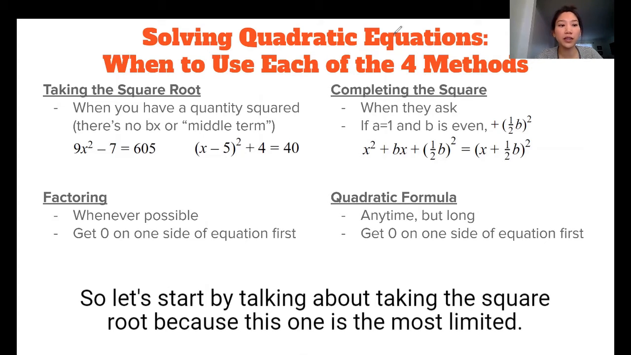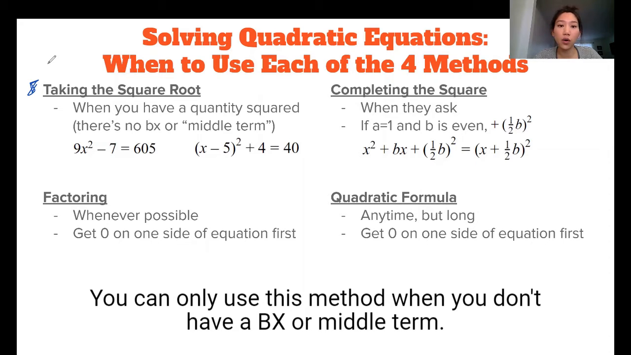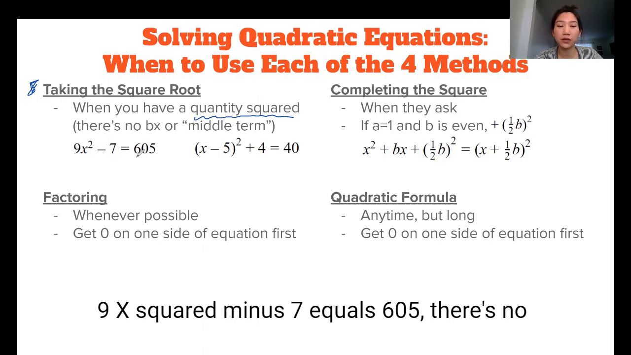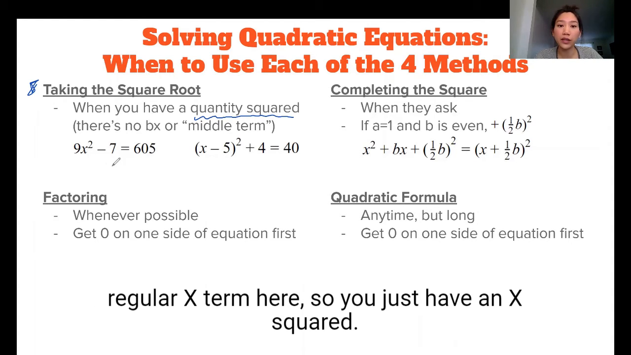Like, how do you know which one's going to be the easiest? So let's start by talking about taking the square root, okay? Because this one is the most limited. You can only use this method when you don't have a bx or middle term. So basically when you only have a quantity squared. So for example, 9x squared minus 7 equals 605. There's no regular x term here. So you just have an x squared.